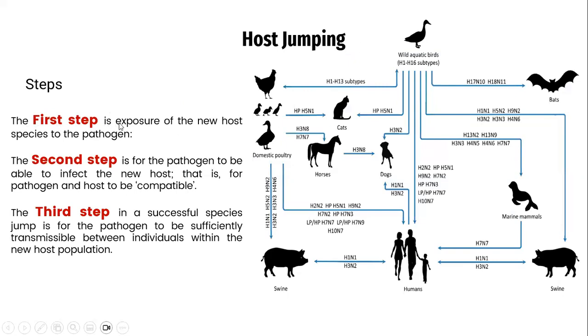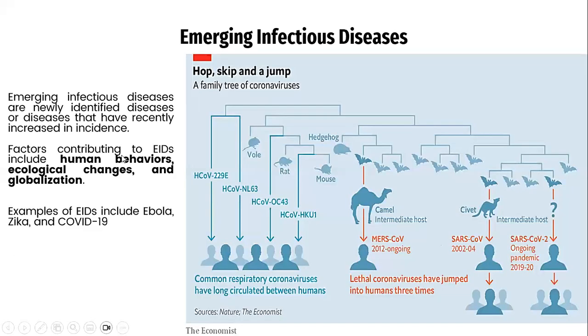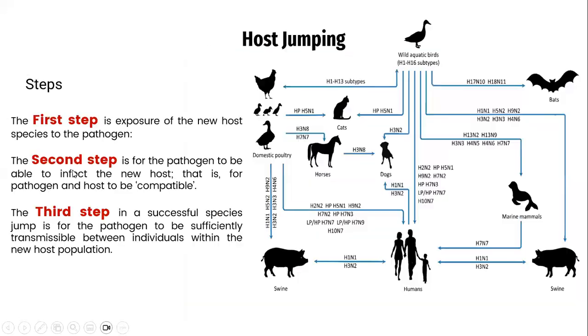So the first step is exposure of the new host species to the pathogen. Given the different reasons, like human behavior, ecological changes, and globalization, that would allow for the first step, which is exposure to the new host. So maybe now all of a sudden we're interacting with ducks.